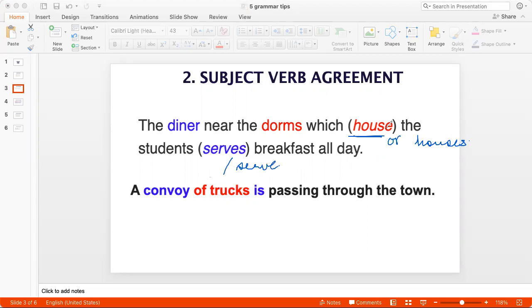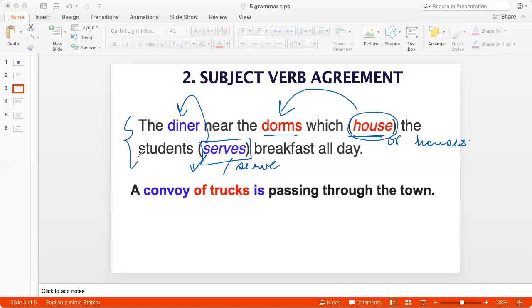So first I need to figure out what is the noun or the subject for this verb, right? So the diner serves breakfast all day. So I know that serves is the verb for diner. The diner serves breakfast all day. And so serves is correct because diner is singular and serves is the singular verb. Now, house is the verb for dorms. Why? Because I'm saying the diner near the dorms, which house the students. So it is the dorms that house the students. And since dorms is plural, house is correct because that is the plural verb.